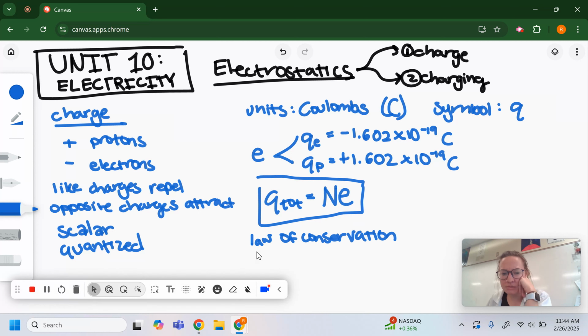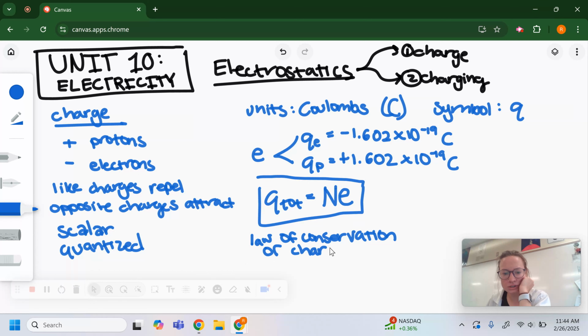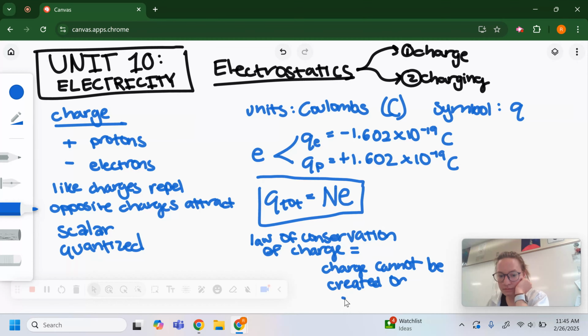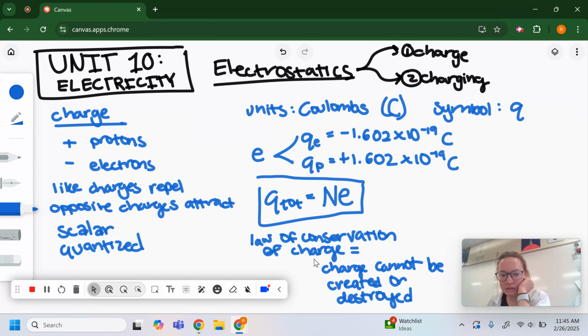Now, if I asked you what's the law of conservation of charge, my guess is that you would be able to tell me exactly what it is. You would say, oh yeah, that means that charge cannot be created or destroyed. And that is absolutely true.